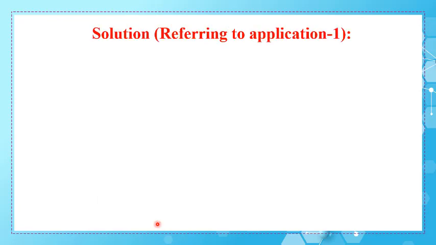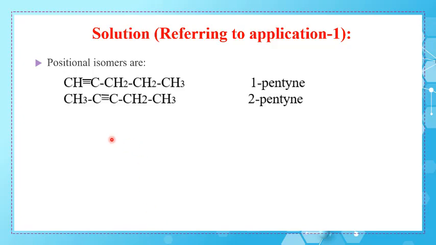Solution of application 1. Positional isomers. First, we take the 2 isomers that have the same chain but different position of the triple bond. Then we see that the nomenclature is the same, but the position of the triple bond is different.